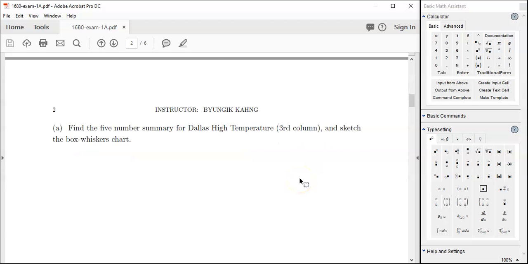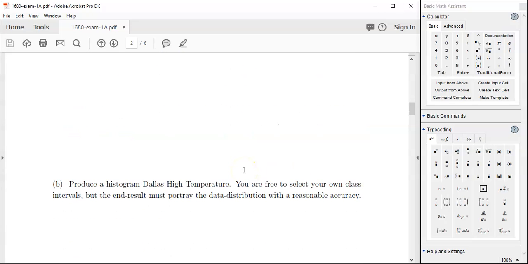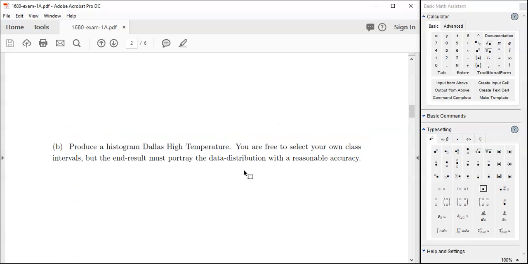Find a 5-number summary for Dallas high temperature, the 3rd column, and sketch the box whiskers chart. So you can forget about the other columns and then focus on the 31 data for Dallas high. Do the 5-number summary and you can sketch the box whiskers chart. About histogram on Dallas high, again the same deal. Focus upon the 3rd column and produce the frequency table and then produce the histogram. No big deal there.